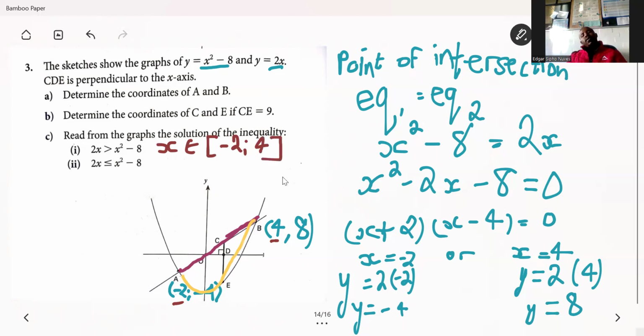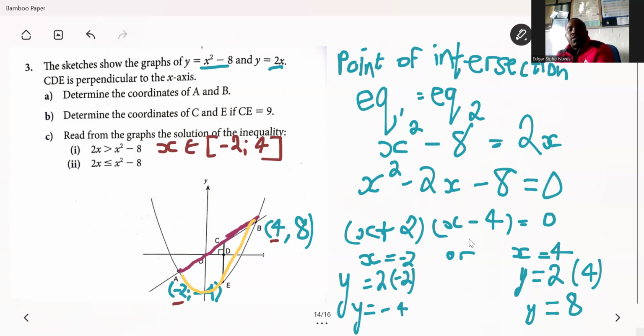X is an element from -2 till 4. And we're using square brackets now because there's no open circle. So the function is included, meaning the function has values at x equals -2 and x equals 4. So there's no open circle. If there's no open circle and no arrow, then we use square brackets.